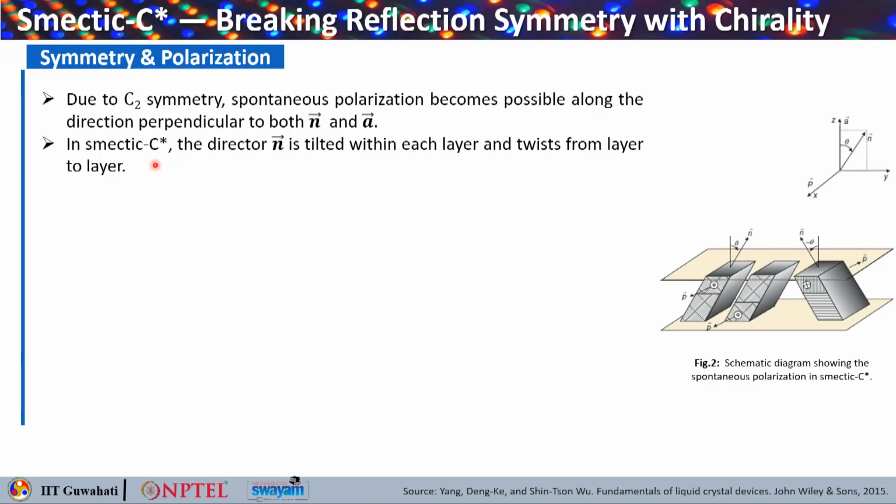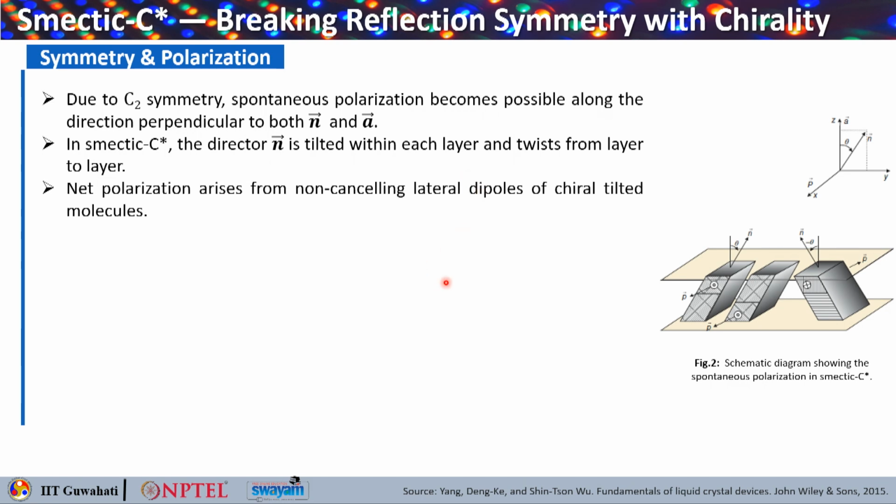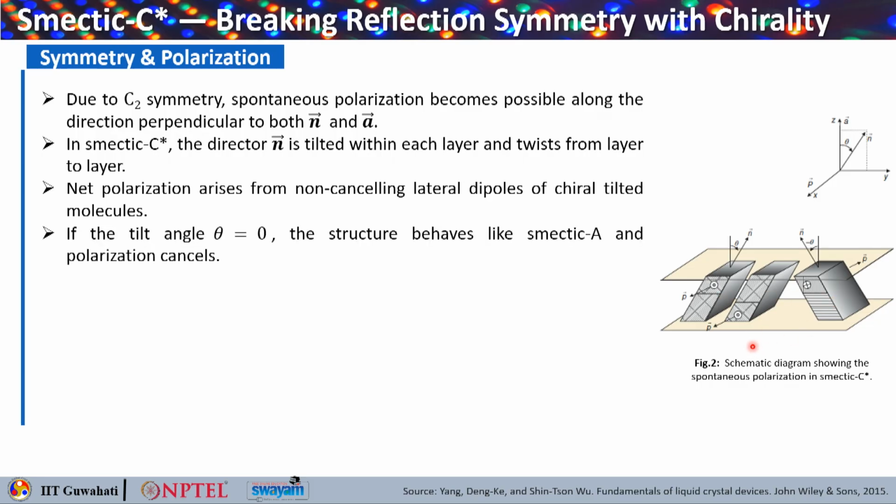A. So in chiral smectic C or C star, the director n is tilted within each layer and twists from layer to layer. In that case, net polarization will arise from non-cancelling lateral dipoles of the chiral tilted molecules. So here you can see that these molecules are tilted, and you can see there is spontaneous polarization, right?